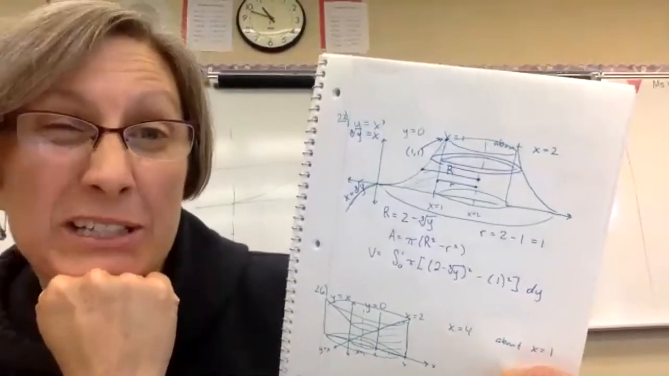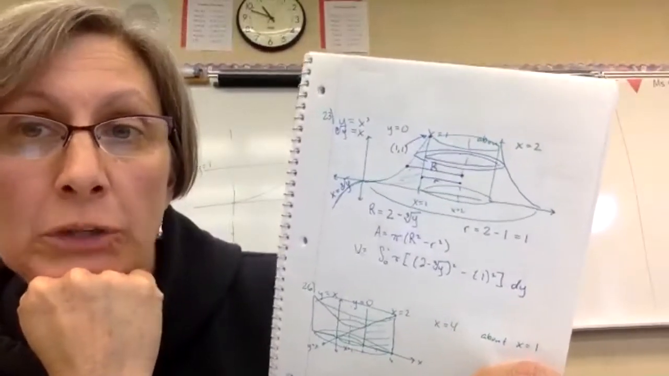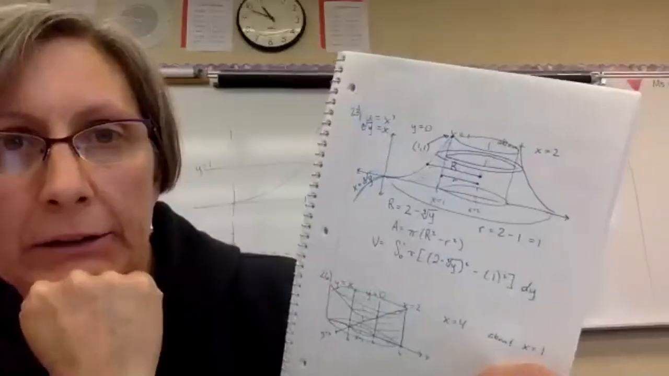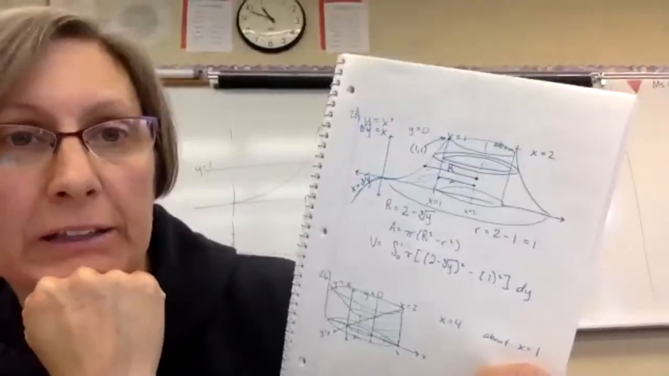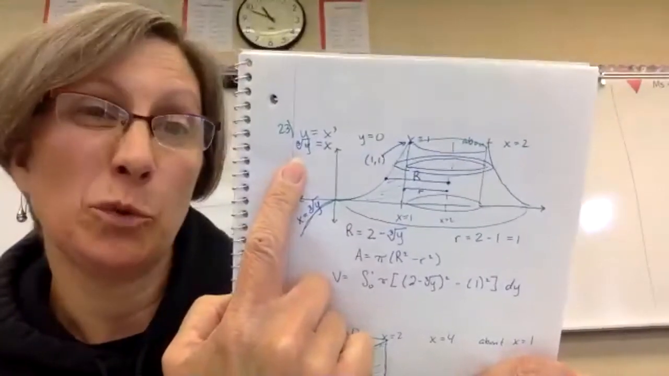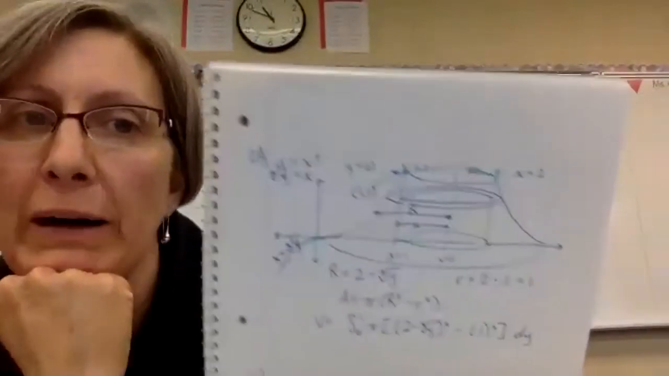But because you decided this was going to be a dy problem, you need to rewrite that y equals x to the 3rd equation as a function of y. So solve it for x. So I did that up there, where you just cube root both sides so that x is the cube root of y. So then that big R ends up being 2 minus that cube root of y.